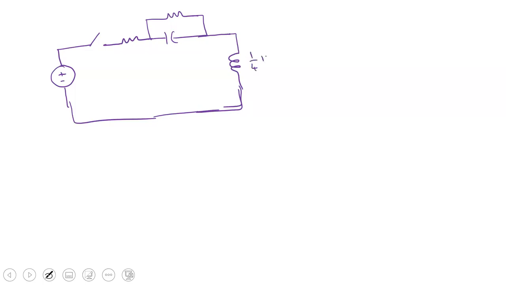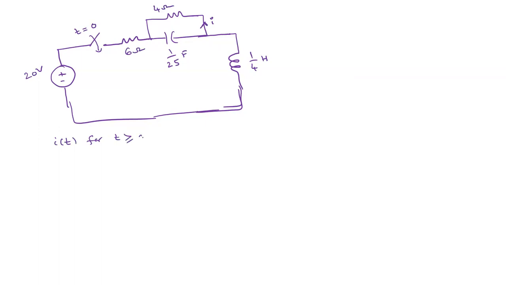This is 1/4 henry. This is 1/25 farad. This is 4 ohm. This current is I. And this switch is closed at t equal to 0. This is 20 volts, and this is 6 ohm. That's all. So find I of t for t greater than or equal to 0.